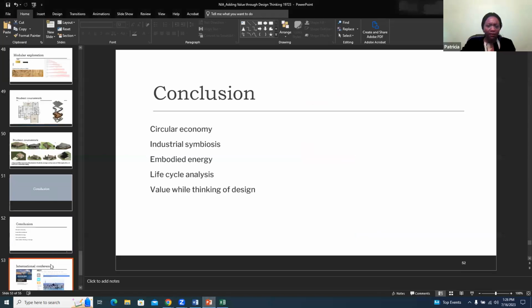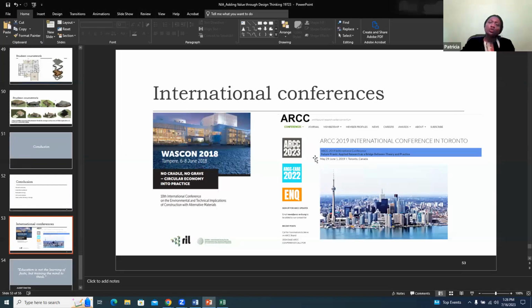And then this will expose you also to international conferences. You can go and discuss. We had one in Finland discussing no cradle, no grave for circular economy into practice. And then we also in Canada talking about building envelopes, how this material, how sustainable can they be, what are their benefits.